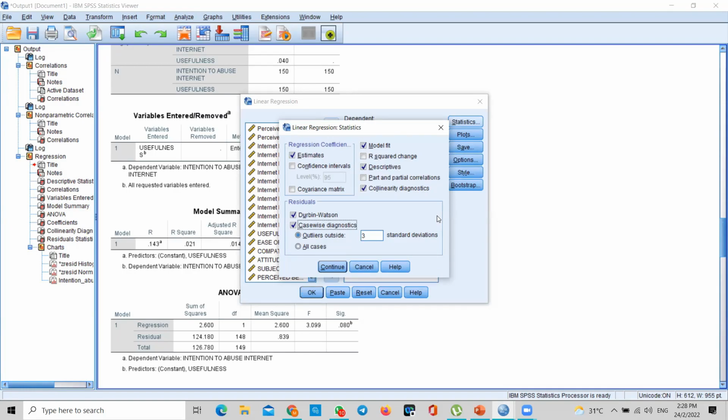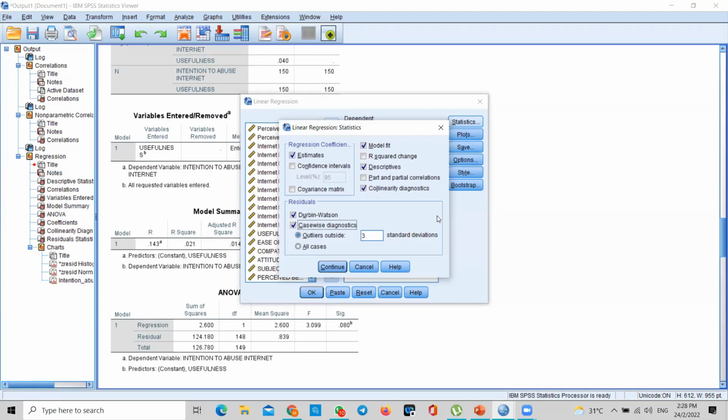What is autocorrelation? I'm going to explain afterwards, don't worry. Case-wise diagnostic. Automatically the standard deviation is set there as 3. Basically, what we do here is we want to see whether there are any outliers. If there is any outlier, by clicking this one, in the output, SPSS will show you these are the items that are outliers and must be dropped, must be taken out from your data. Okay, and that's why we click on case-wise diagnostic. So it will identify the case which is an outlier.